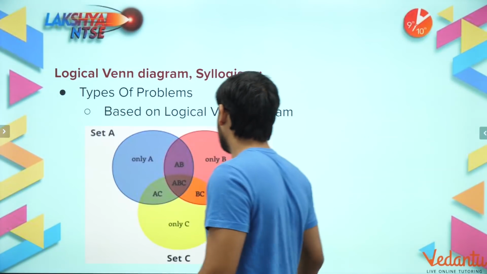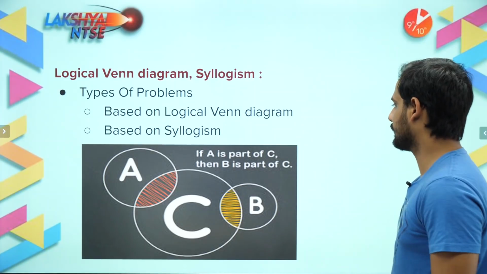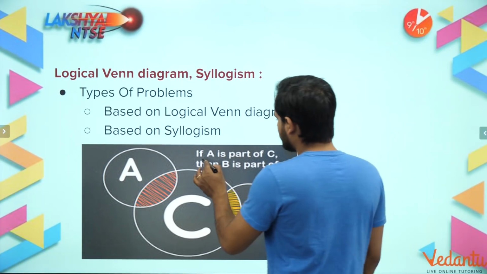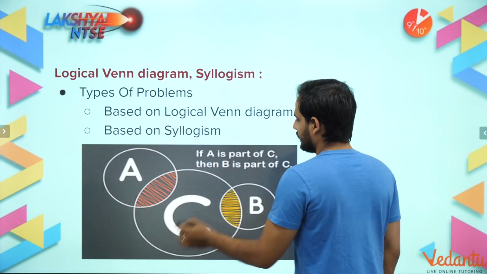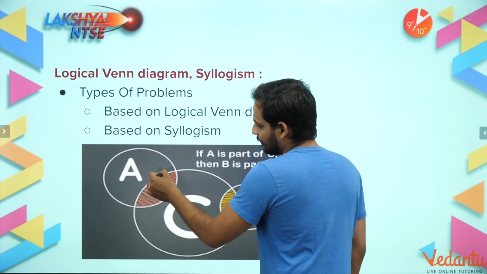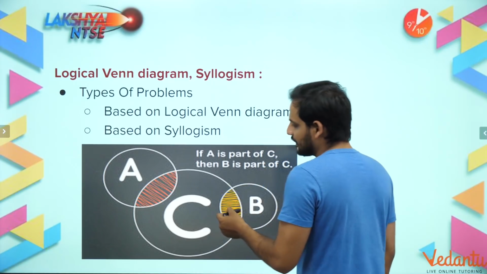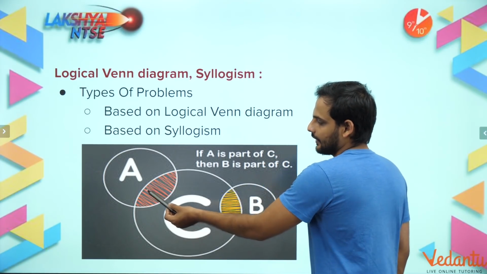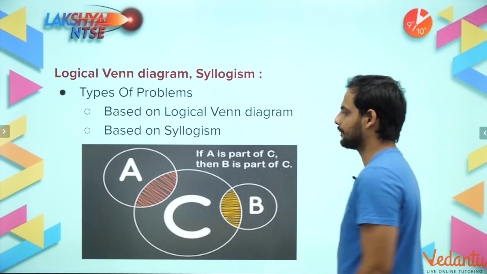Okay, now let us move ahead and look at some more parts. Here, as you can see, if A is part of C and B is a part of C, then some part of A is C, some part of B is C. So I can say some part of C is A, some part of C is B. Okay.